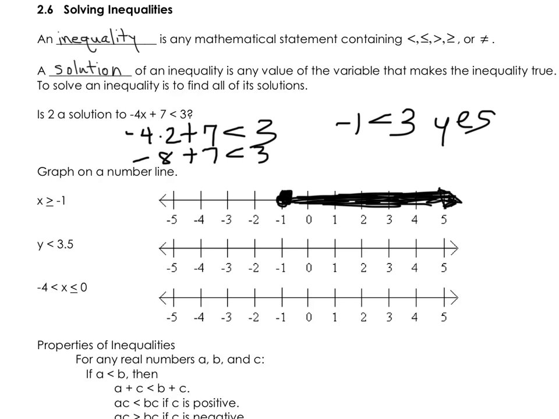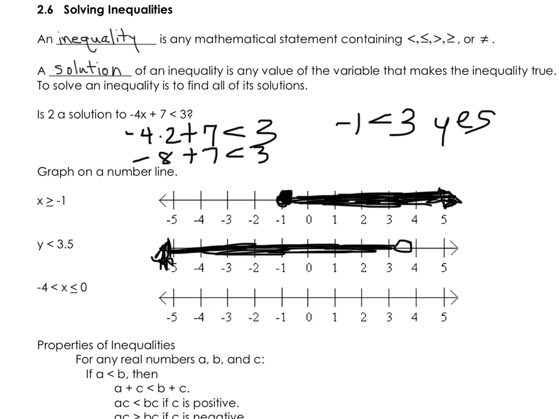y is less than 3.5. Now we have to locate 3.5. It's halfway between positive 3 and positive 4. This time we don't want to include the 3.5. It's got to be less than. It can't be equal to it. So we'll use a hollow circle to show that it's less than 3.5, but not equal to it. And we'll shade to the left, and we'll shade an arrow.